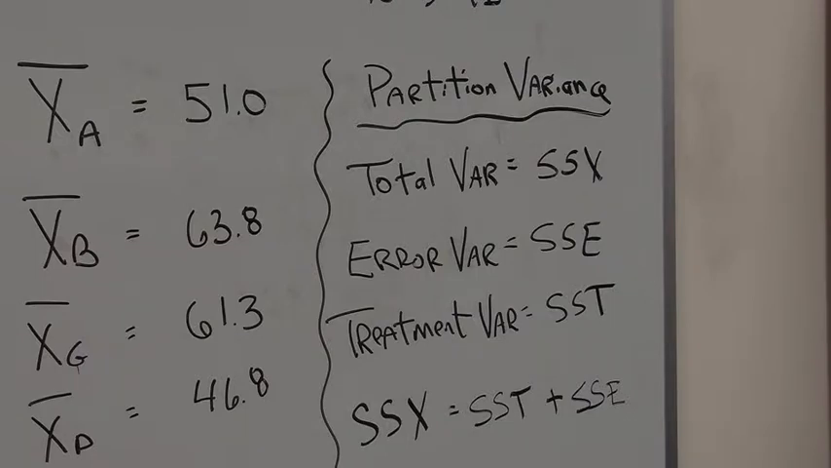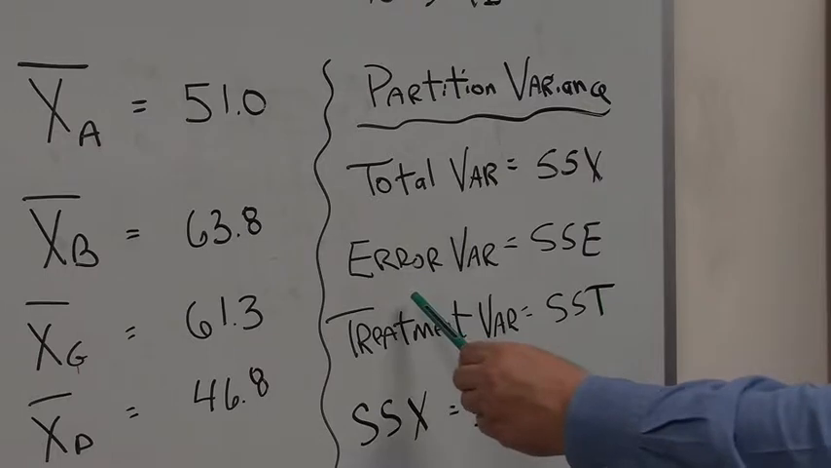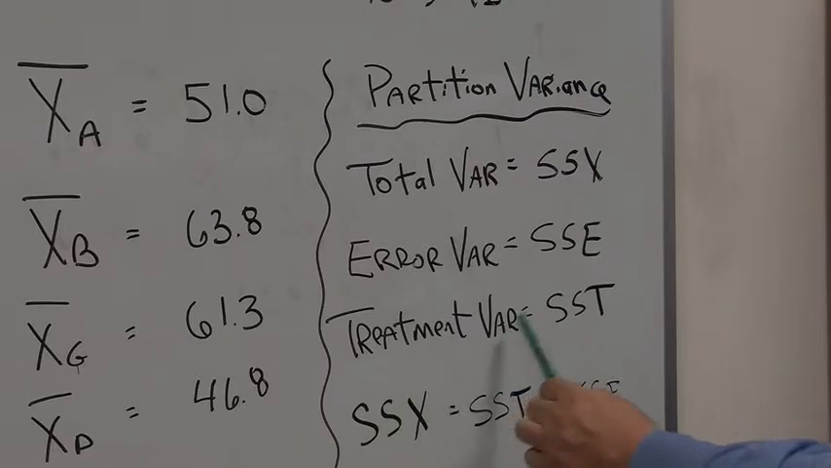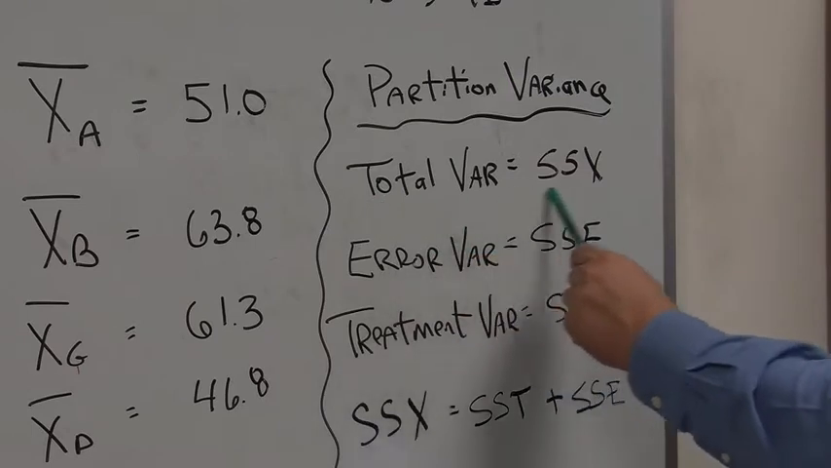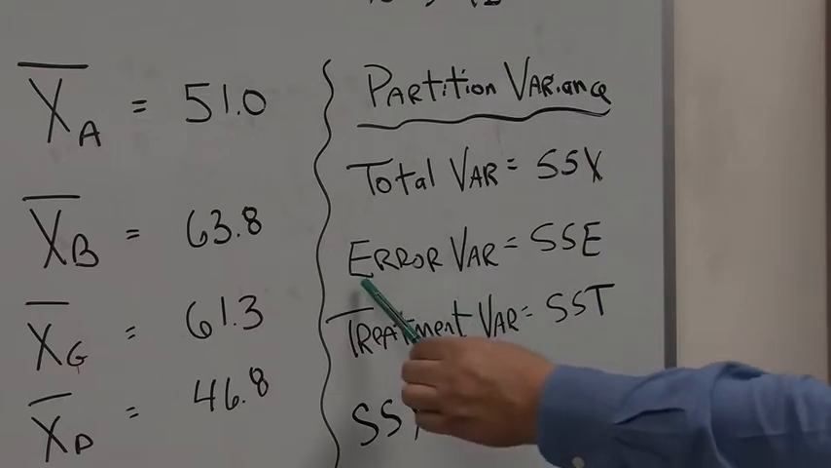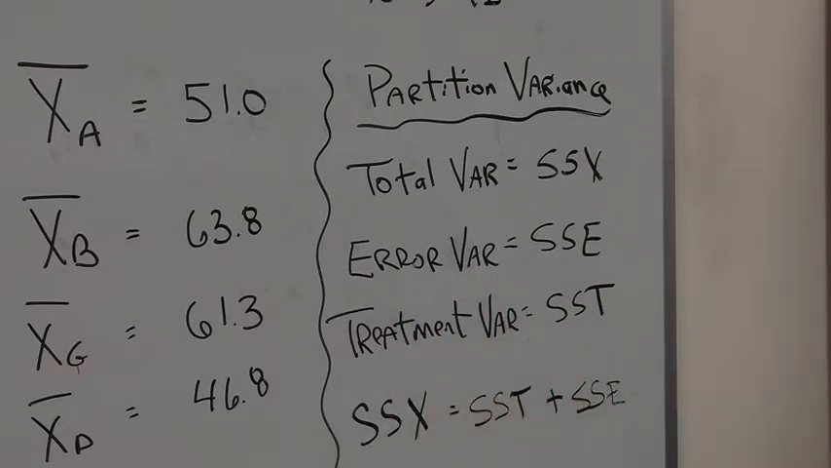That stands for sum of squared deviations. Then in chapter 11, we will show you how to calculate what we call error variance, denoted as SSE, and treatment variance, denoted as SST. Okay? Such that we partition the total variance into two groups, error variance and treatment variance, such that our total variance, SSX, is equal to our treatment variance, SST, and our error variance, SSE.